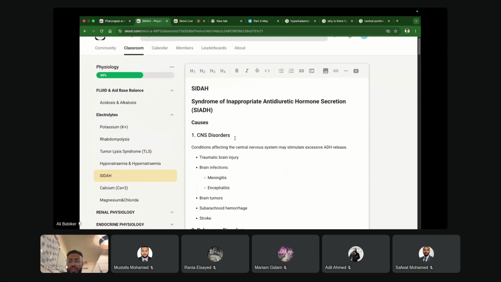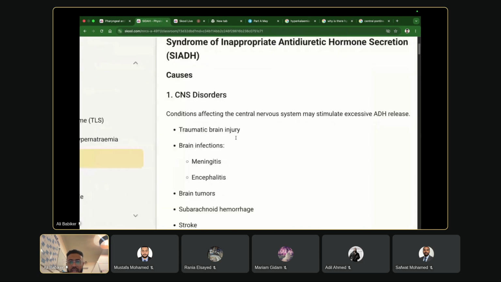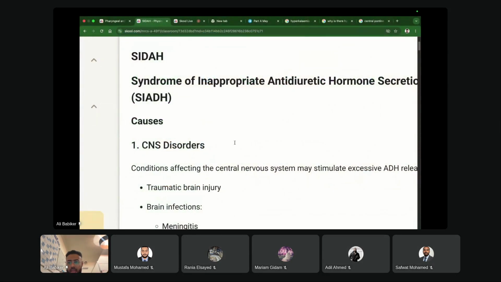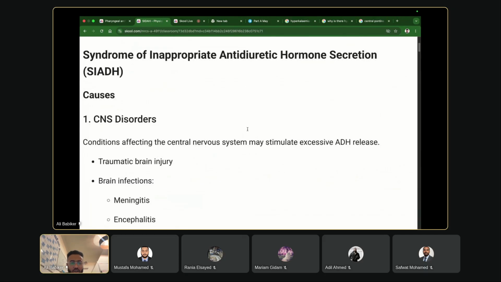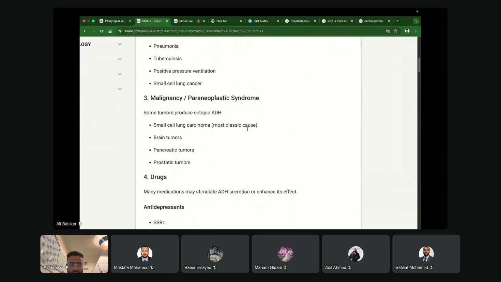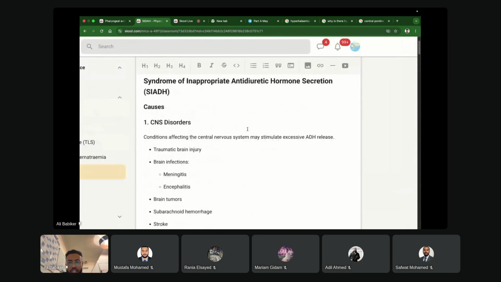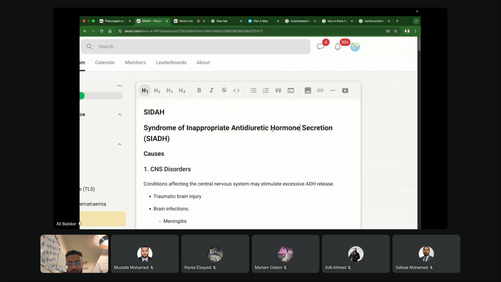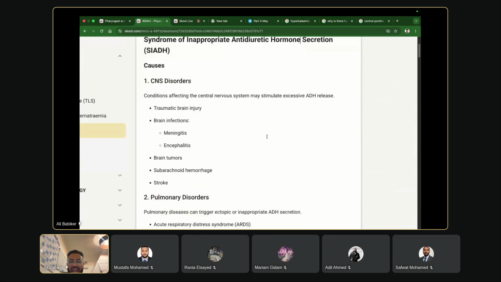Fine. For SIADH, I'm not going to say much. It's a syndrome of inappropriate antidiuretic hormone. All right. It has causes. This is the causes for it. All right. This is a syndrome of inappropriate antidiuretic hormone secretion, meaning there will be a lot of antidiuretic hormone secreted inappropriately. Meaning your patient will not urinate as much, meaning the water will accumulate and your patient will have hyponatraemia.